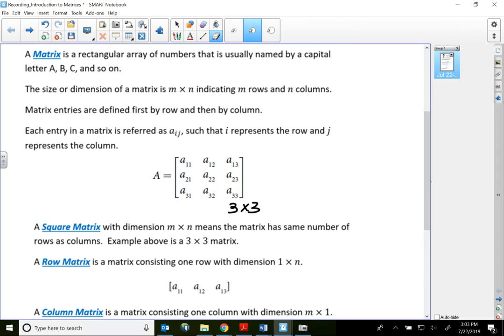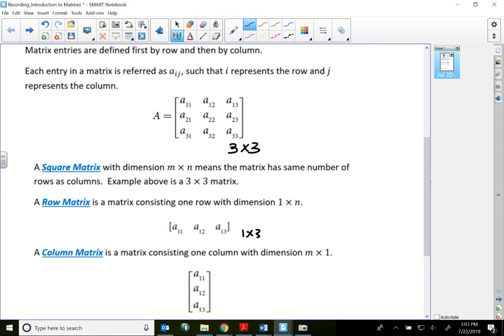A row matrix simply means there's only one row, however many columns I have. Right now, this example only has 3 columns, so this is a 1 by 3 matrix: 1 row, 3 different columns. It's called a row matrix.